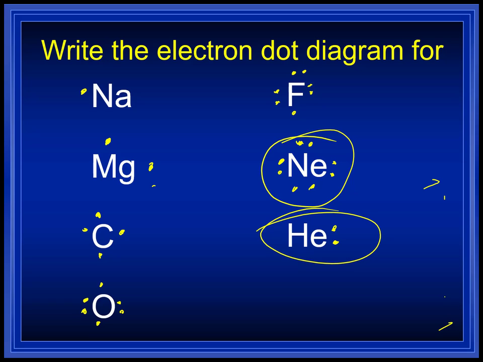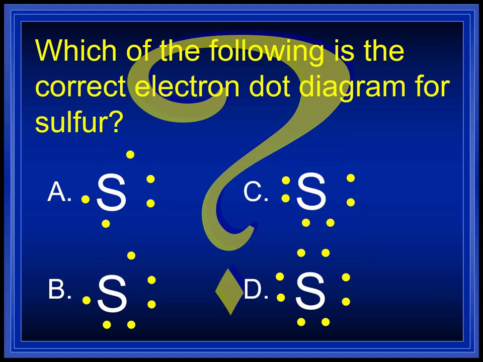So magnesium, they're separate because it's not full yet. Helium, they're together to let me know that they're full. So it's a pair of electrons, doesn't matter which side it goes on, but they put them together as a pair. And it's the only exception. Right? So let's make sure everybody's on the same page.